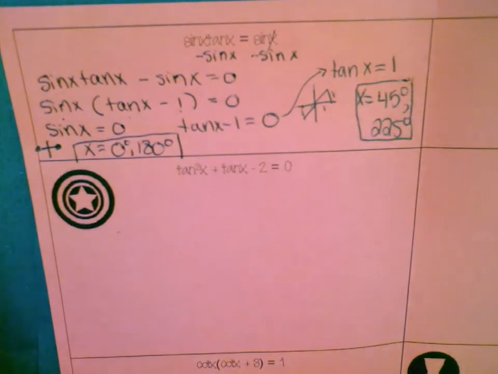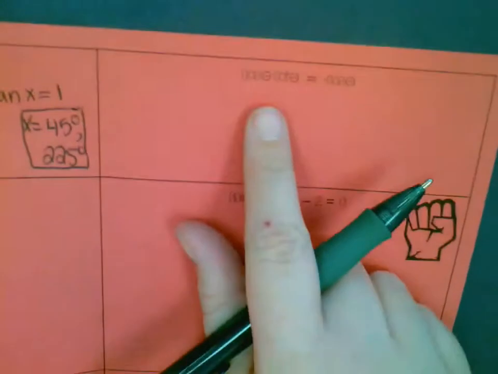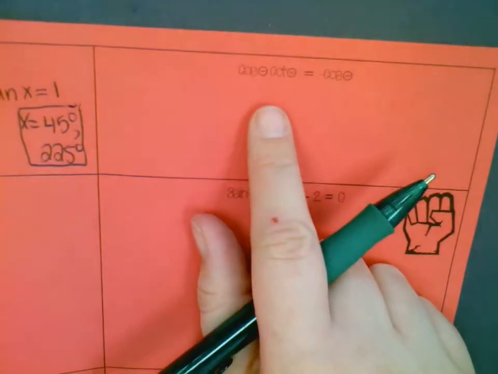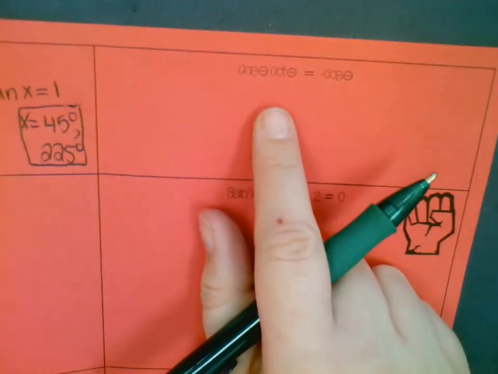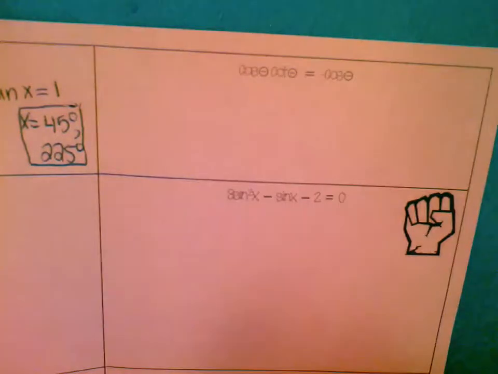Why don't you pause and try this one over here. It's just like the one we just did. Move everything to the same side and factor out your GCF.